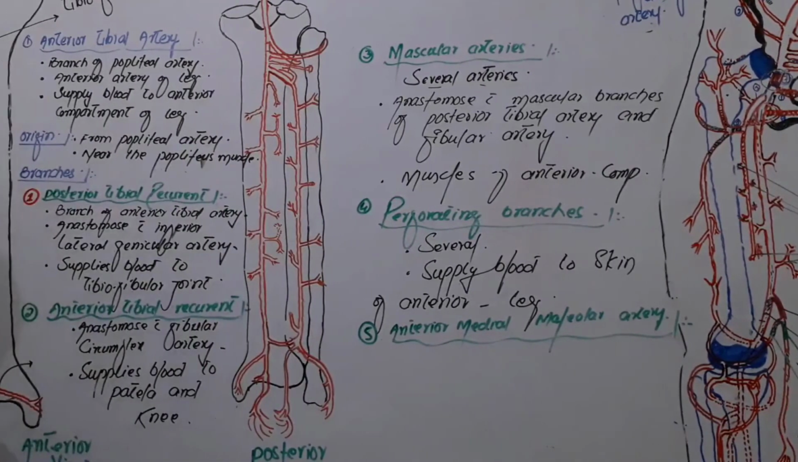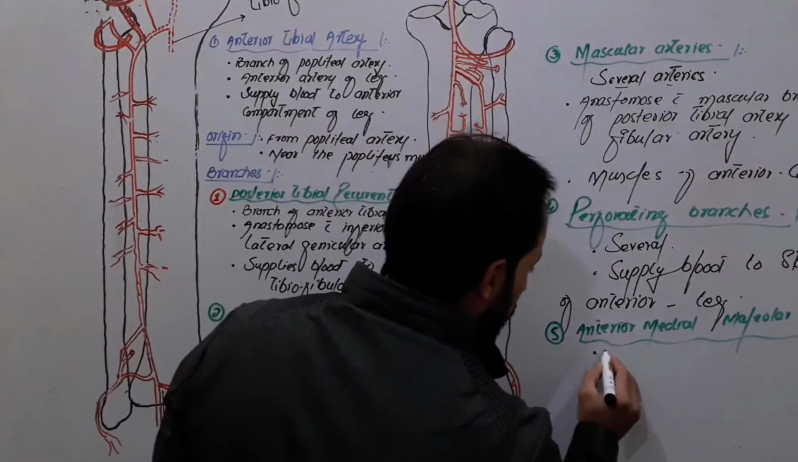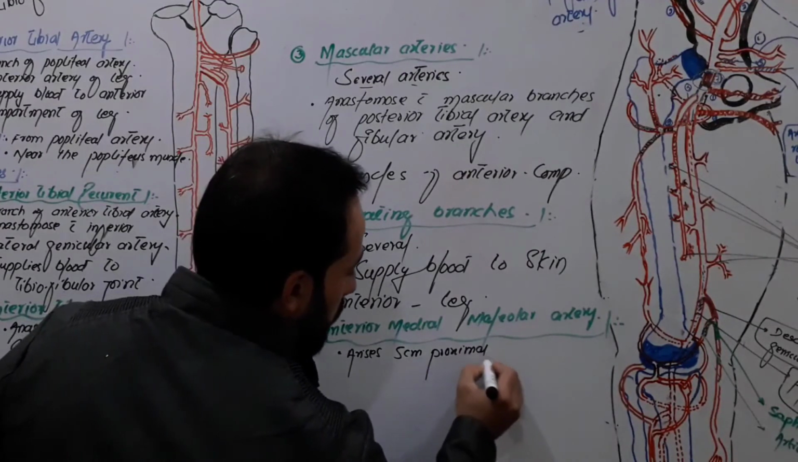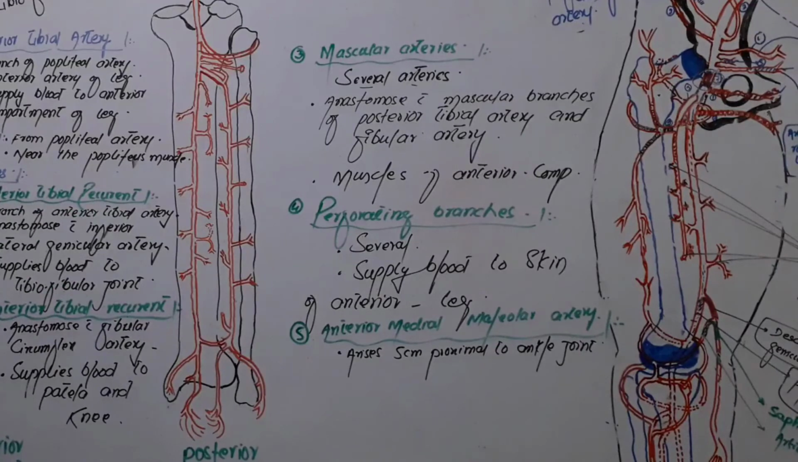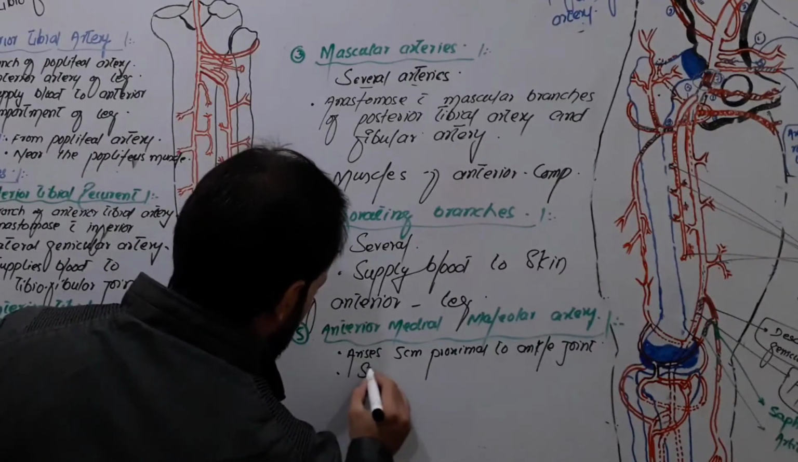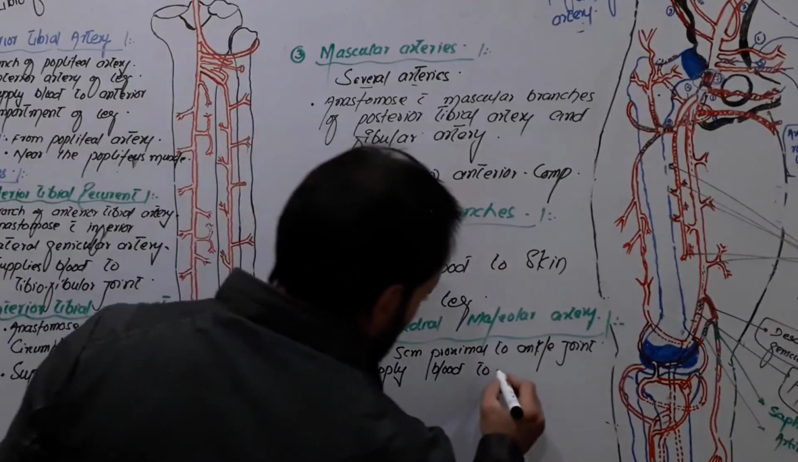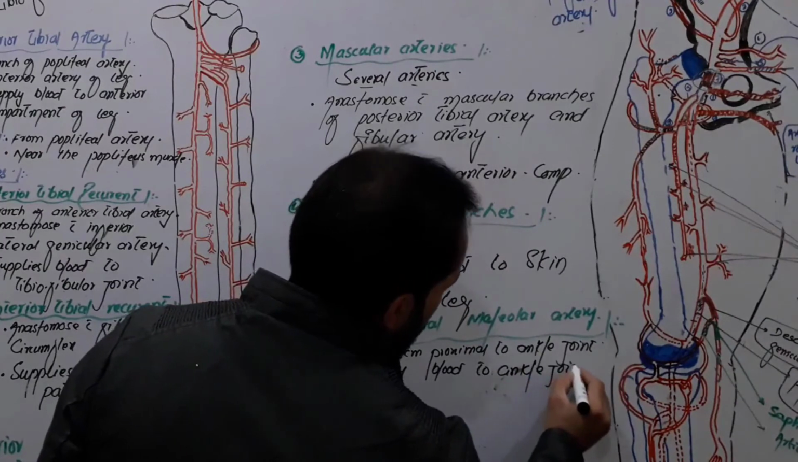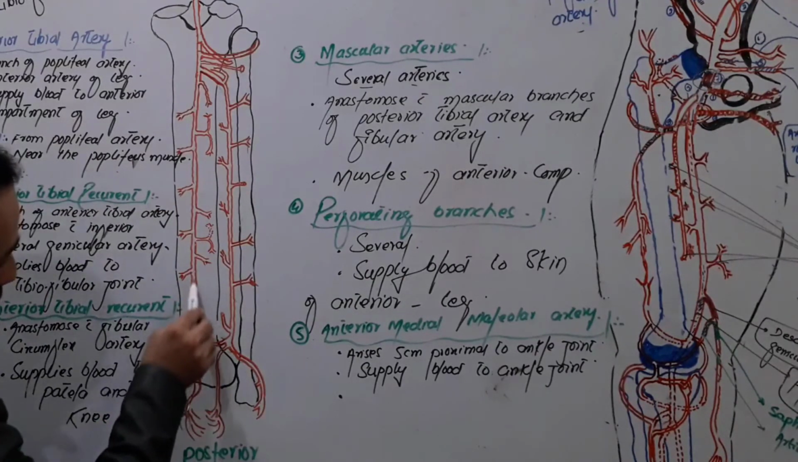Clear, friends? So this artery arises 5 centimeter proximal to the ankle joint. And this artery supplies blood to the ankle joint medially, to the medial aspects of the ankle joint. So it supplies blood to which part? To the medial aspects of the ankle joint, or we will say to the ankle joint medially. And it makes anastomosis where, look friends, this is our posterior tibial artery.